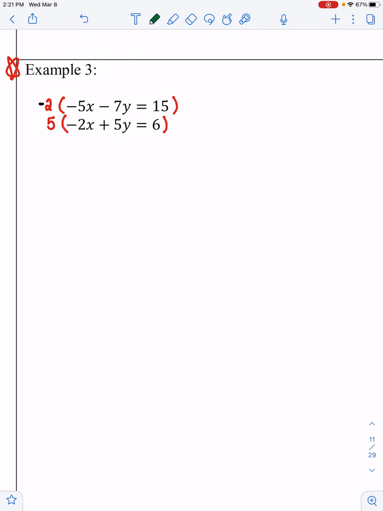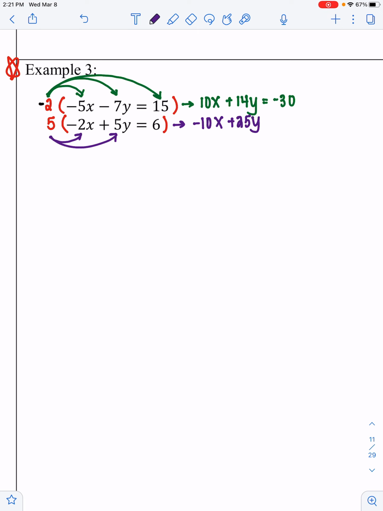All right, so let's go ahead and distribute. -2 times -5x is positive 10x. -2 times -7y is positive 14y. -2 times positive 15 is -30. Let's distribute onto the bottom. 5 times -2 is -10x. 5 times positive 5 is positive 25y. And 5 times 6 is equal to 30.